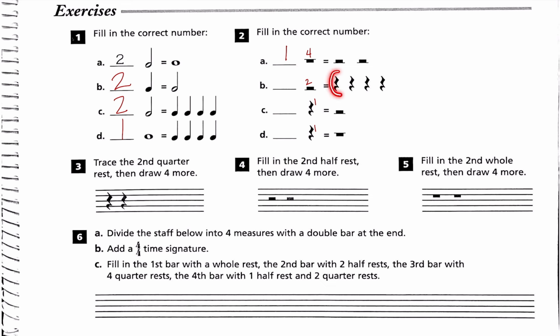Next, we have a half rest that gets 2 beats, and we have 4 quarter rests. So we know that 2 quarter rests gets 2 beats, and I have 2 sets of 2. So that gives me 2 half rests is the same as 4 quarter rests.